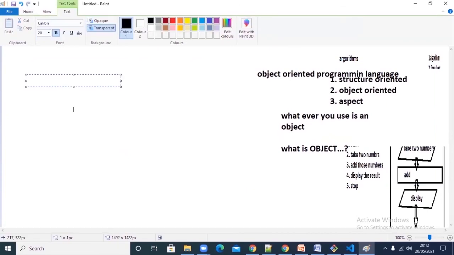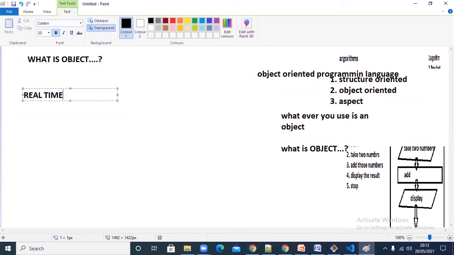So what is an object? Again, I'm telling you, an object is not any computer stuff. We have to think about a general scenario: whatever real time entity or real time thing we are thinking of, that is an object. In the same way we have to understand it in the programming language also. Here we are just studying real time things. So what is an object?